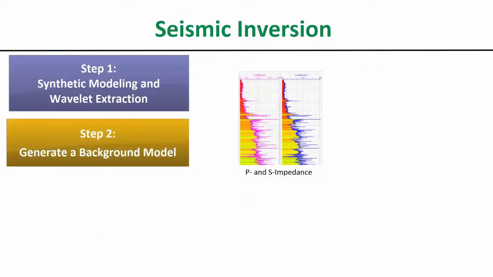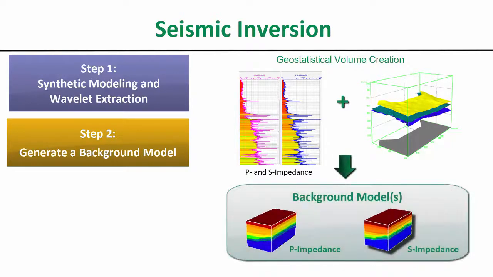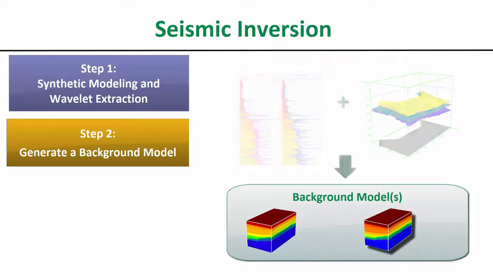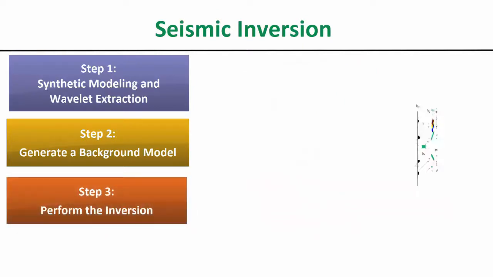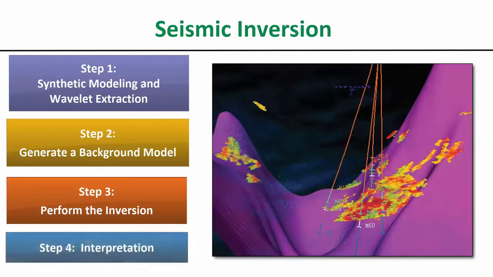The next step is to extrapolate the well data across the survey in 3D, guided by the interpreted horizons. This creates the background model, which is used to ensure that the impedance values are realistic. The background model contains no seismic information. The third step is to perform the inversion. And then the last step, of course, is to interpret the results.